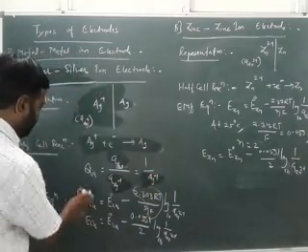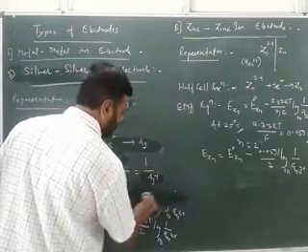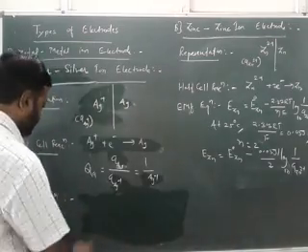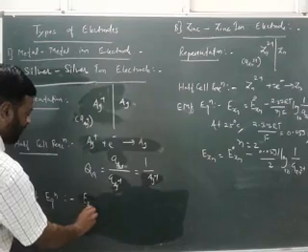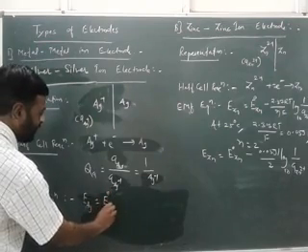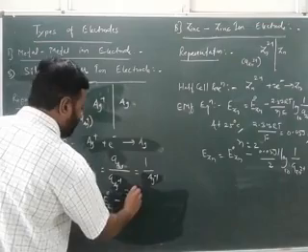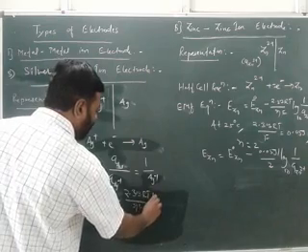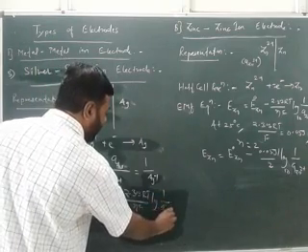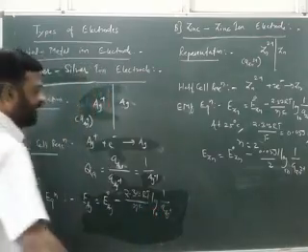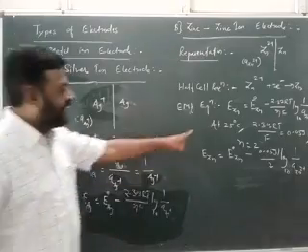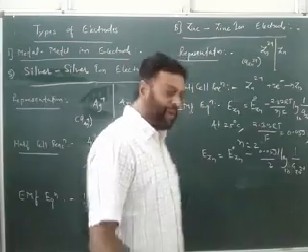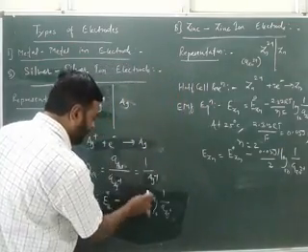So the final EMF equation: the reduction potential of silver is equal to the standard reduction potential of silver minus 2.303 RT divided by nF, log of QA, that is 1 divided by the activity of Ag plus, to the base 10. And at 25 degrees Celsius, 2.303 RT divided by F is equal to 0.0591.